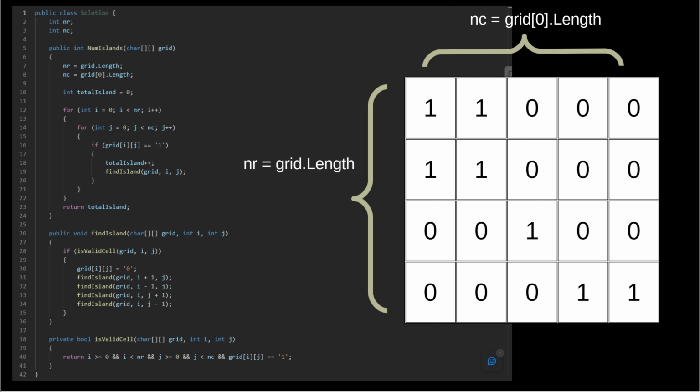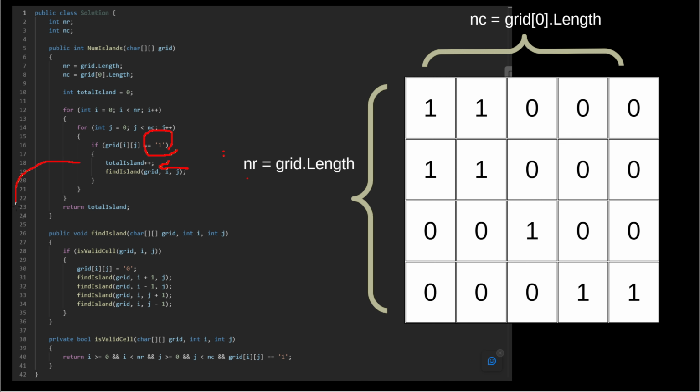Next, I iterate the grid with a double for loop. I iterate every row and every column. For each cell, I check whether this is land or not, as indicated by the value. Once I find that this is a piece of land, I increment the total number of islands by 1. And then I call a recursive function, find island.